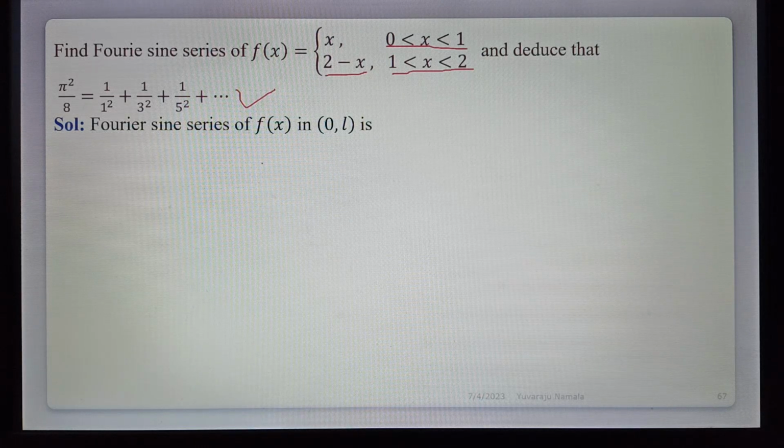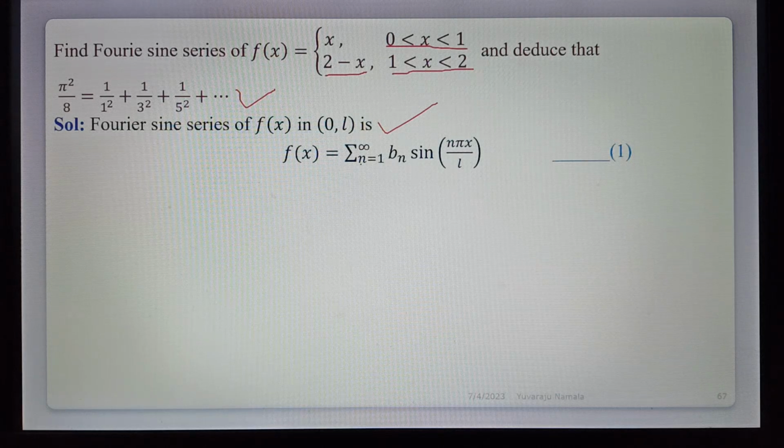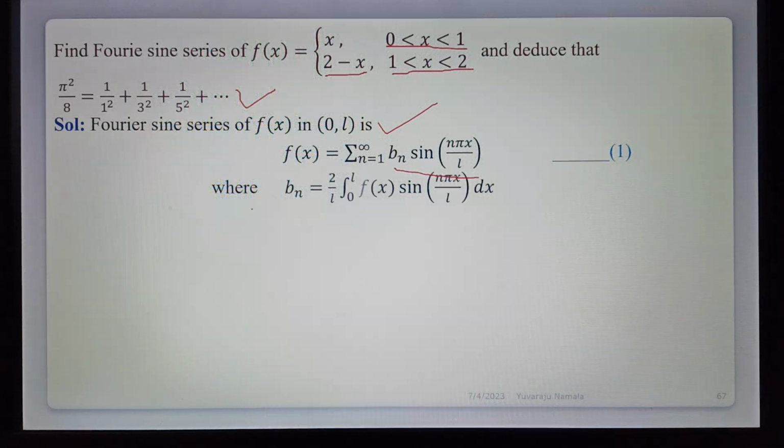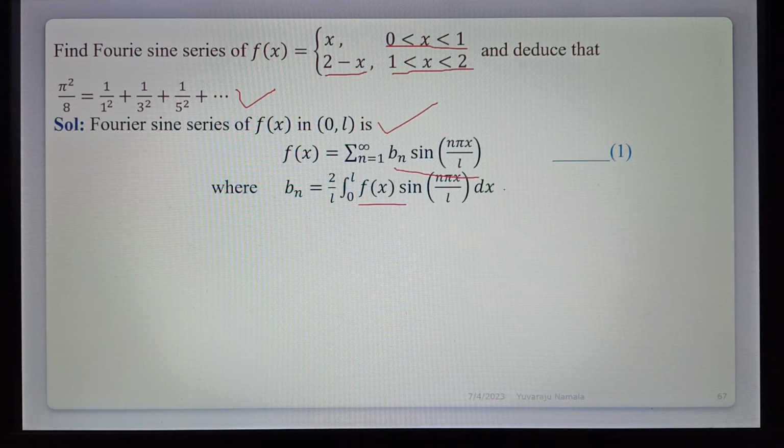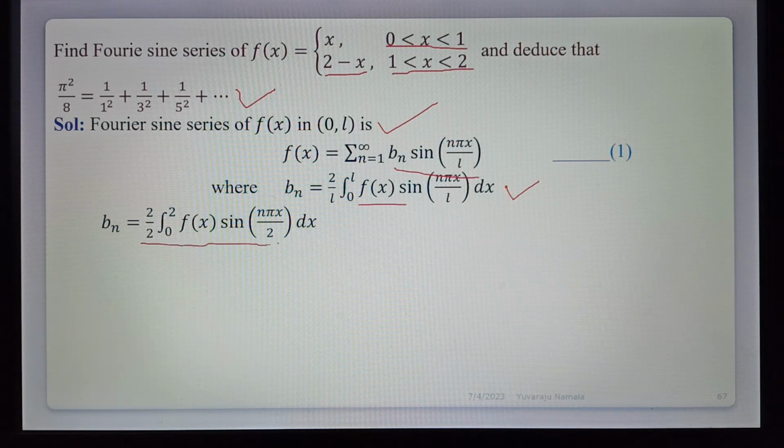Fourier sine series of f of x in the interval 0 comma L is f of x is equal to summation n is equal to 1 to infinity bn into sin n pi x by L. bn is equal to 2 by L into integration 0 to L f of x into sin n pi x by L into dx. So the given function depends on two cases here, with breaking point 1, and the integration is also separated into 2 parts. L is equal to 2.